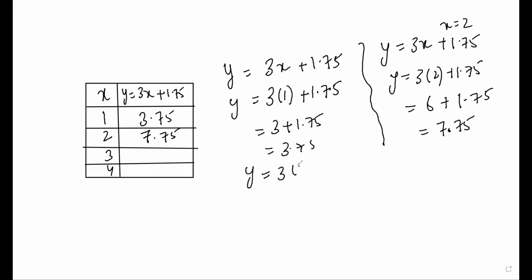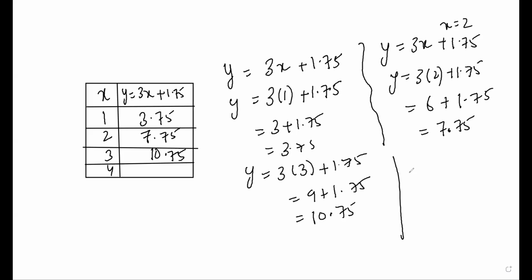Now I need to check with 3. Instead of x, I'll put 3. So I get 9 plus 1.75, which is 10.75. Now, x I put 4. I get 12 plus 1.75, I have 13.75. Did you understand? Yeah, Miss. Instead of x, I have to put 1, 2, 3, 4 and get all the values. And then we'll learn how to put it in the graph.